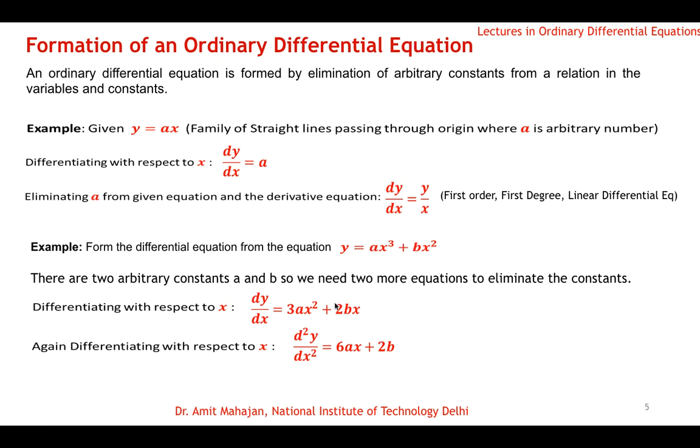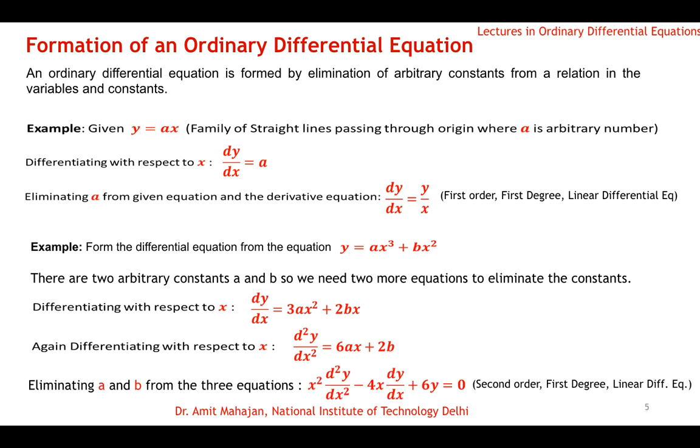So now you have three equations and two constants. You can eliminate these two constants a and b, and that will give us a differential equation. On eliminating a and b from these three equations, you can get an ordinary differential equation. I have not solved it here. You can solve the simple three equations and eliminate these two constants a and b.